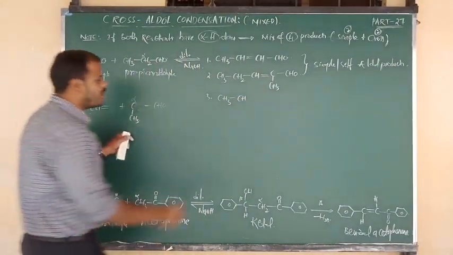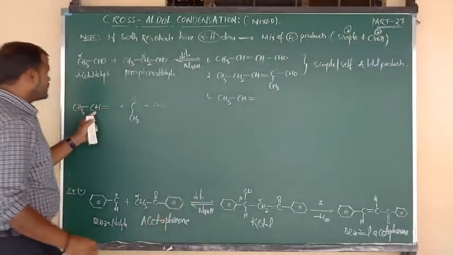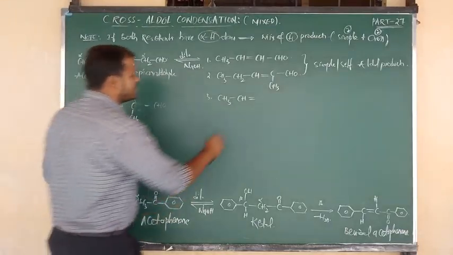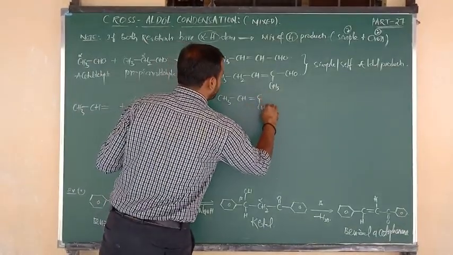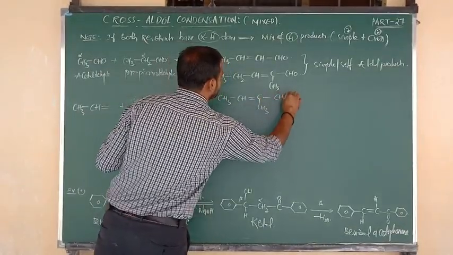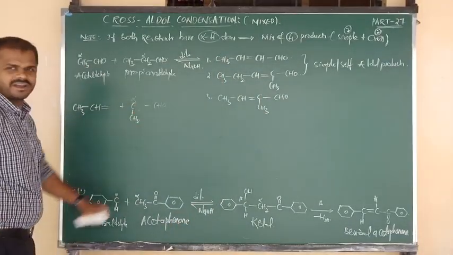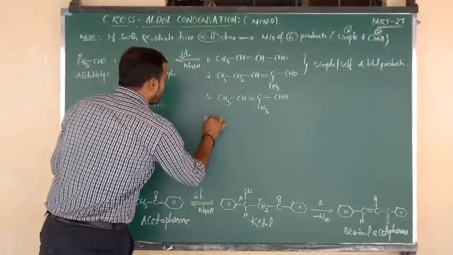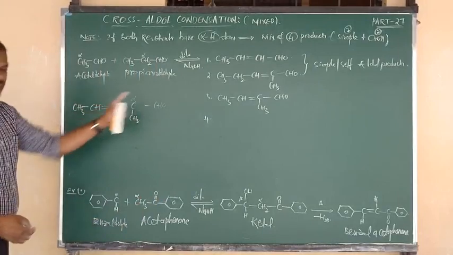After CH, what is the bond? A double bond is there: CH double bond C. C has CH3 below the plane, and it is connected to CHO. Yes, C below the plane CH3, connected to CHO. This is the third product, in the form of A plus B.